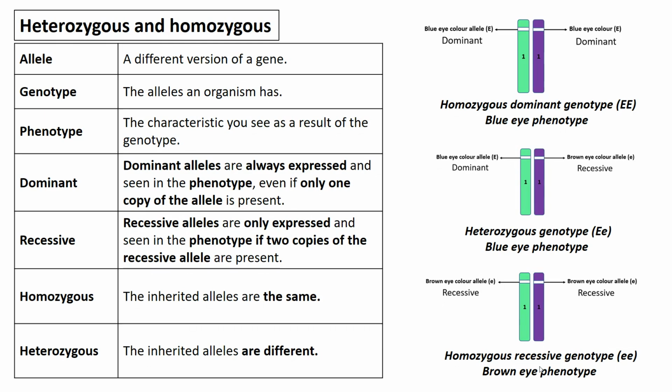And heterozygous in the middle is when they are different. So hetero means different. So a different genotype would have a dominant E allele and a recessive e allele. It's really important that you know these keywords and are confident with them, because you could be given some of these keywords and have to interpret questions from them.